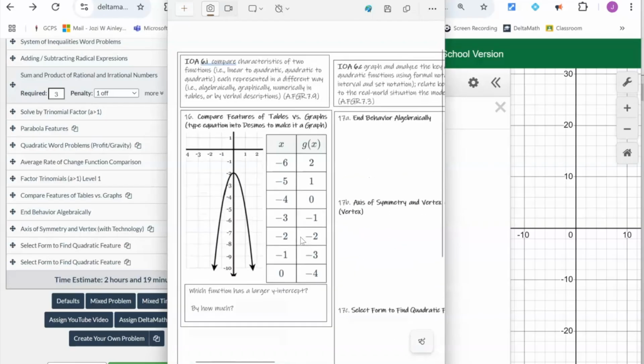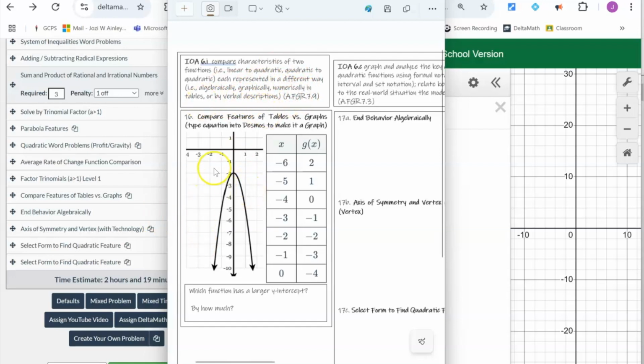Right, so we're going to take a look at how to compare characteristics of 2 functions. You can be doing linear and quadratic, or quadratic to quadratic. It can give you any kind of thing, each represented in a different way: algebraically, graphically, numerically, in tables, or even by verbal description. So you just have to know how to compare whatever it is.